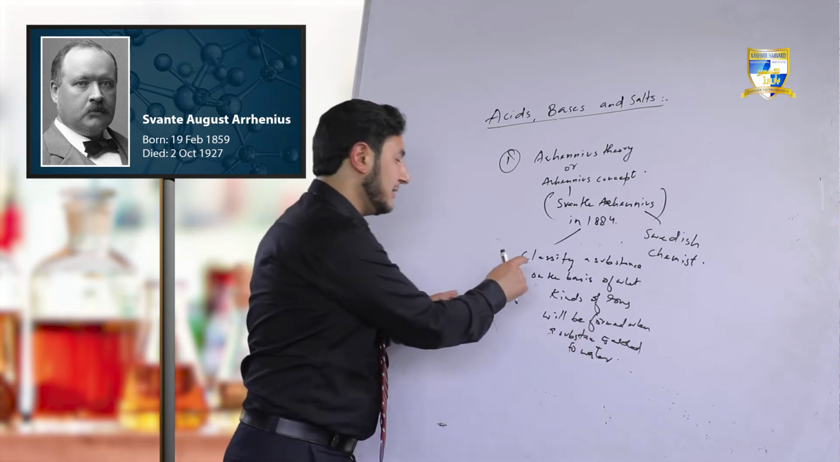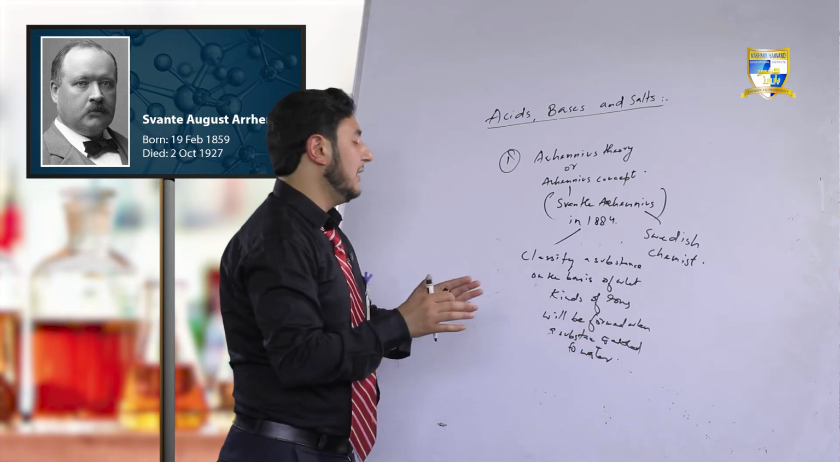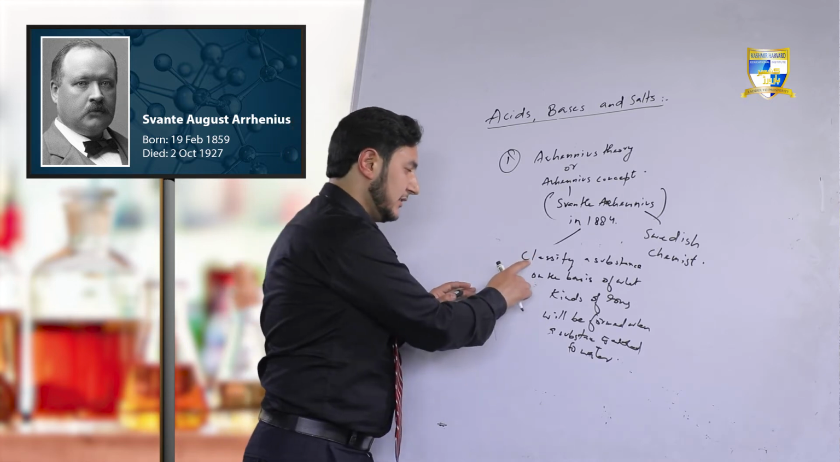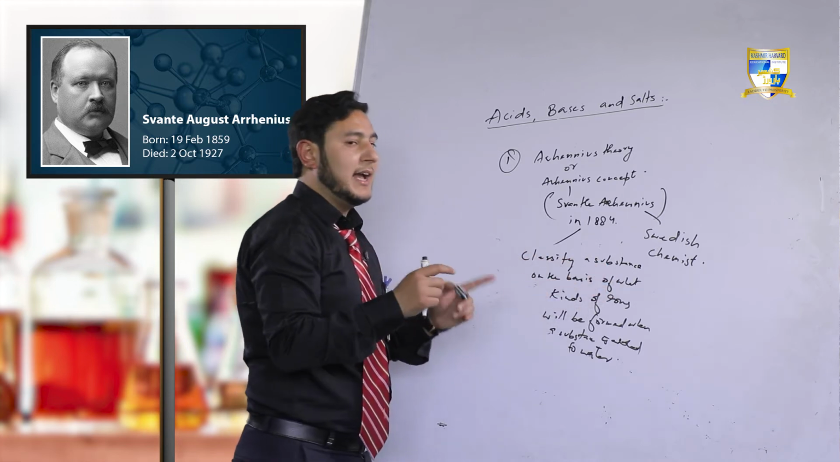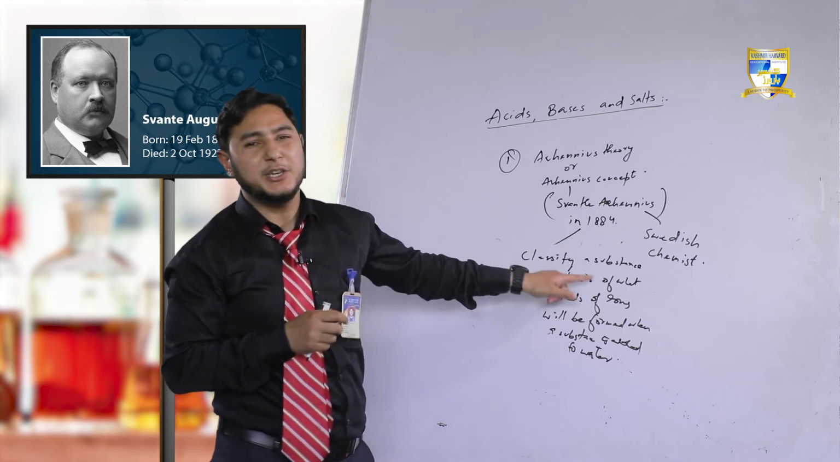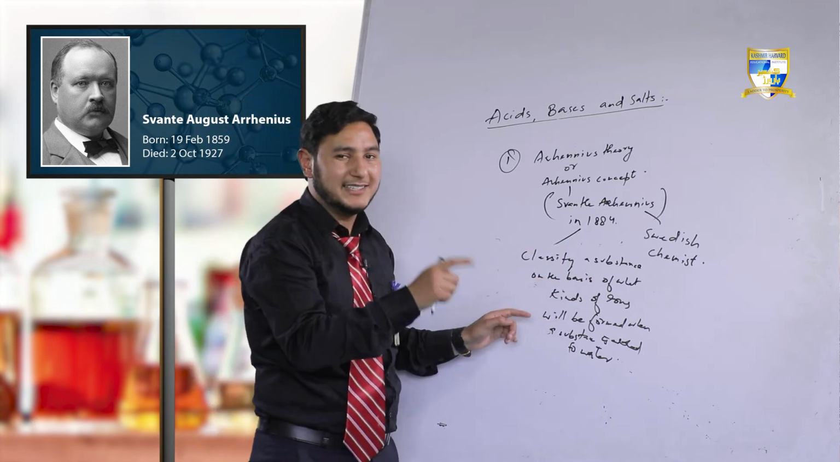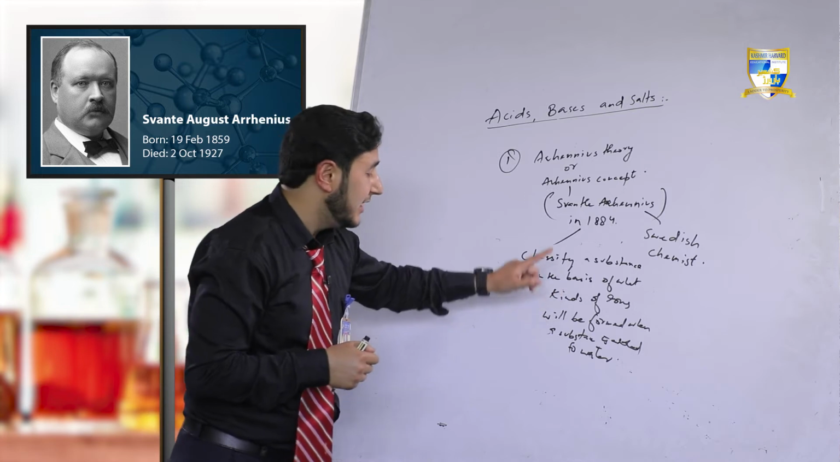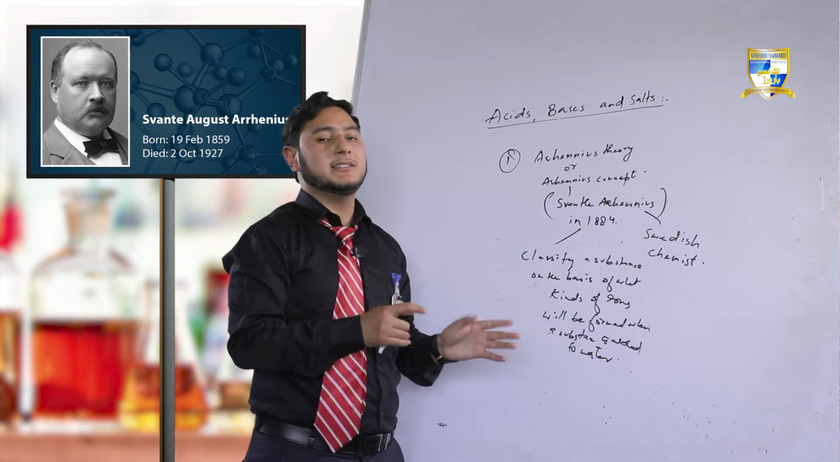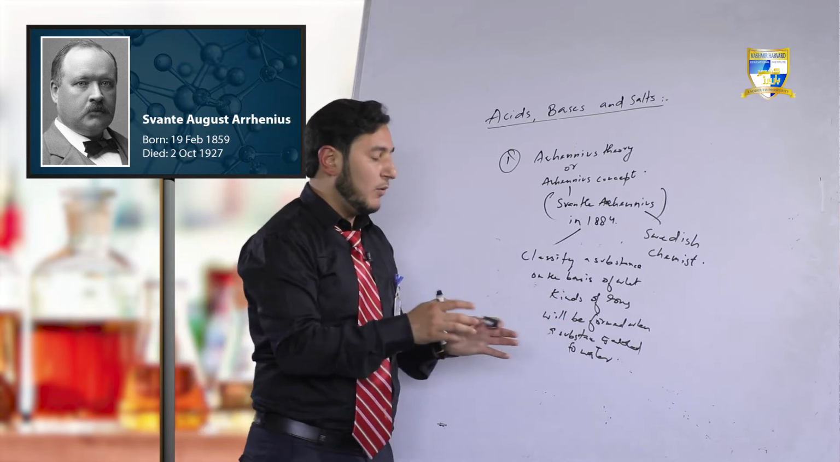So I am repeating this again. Arrhenius said he will classify a substance on the basis of what kind of ions that particular substance will form when that substance is added to water. Fine. So what did he say?